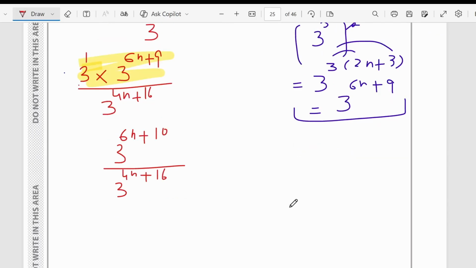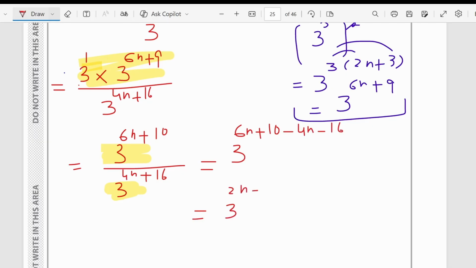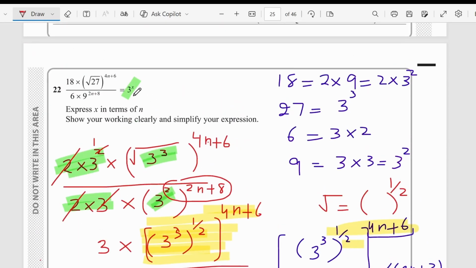Now I'm going to take all the parts in the numerator. We know that when the bases are the same and dividing, the powers will be subtracted. So I'm going to write 3 one time, and the powers are subtracted: the denominator power will come in the numerator and change its sign, minus 4n minus 16. The simplified form for this one will be 3 raised to power 2n minus 6. As we know, this is like term to this one, and the other one is 10 minus 16; these are like terms. This was the left hand side, that is equal to the right hand side, 3 raised to power x.